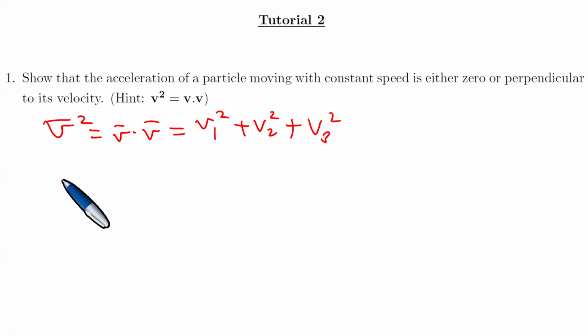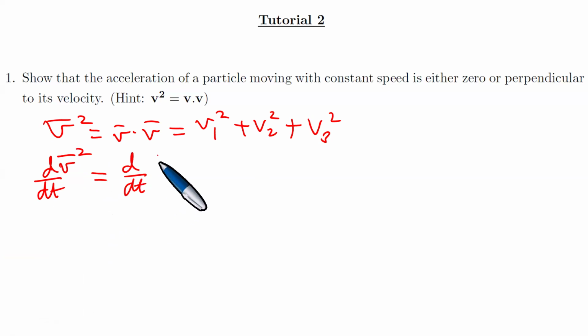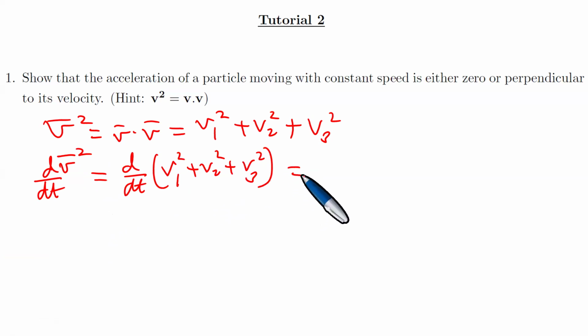Now we want to differentiate both sides. So we get d/dt of V squared, which would be d/dt of V1 squared plus V2 squared plus V3 squared. Let's find the derivative of these.